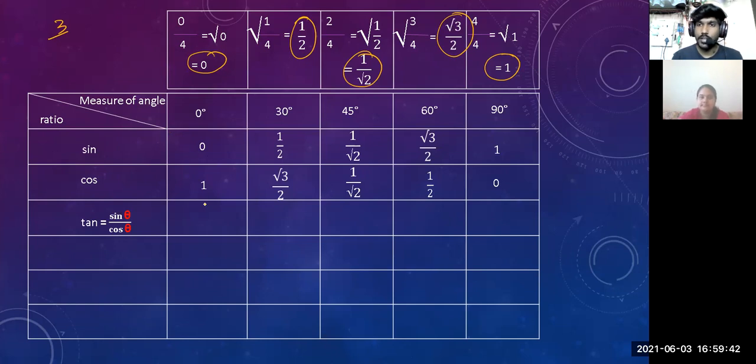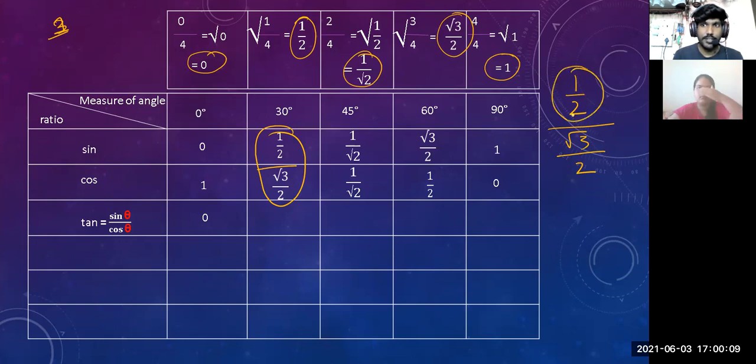So 0 divided by 1 is? 0. So this will be 0. Now, 1 upon 2 divided by root 3 upon 2. What will get cancelled? This is a fraction, and this is also a fraction. Here 2 is in the denominator, here also 2 is in the denominator. So the 2s cancel. What is left? 1 upon root 3.